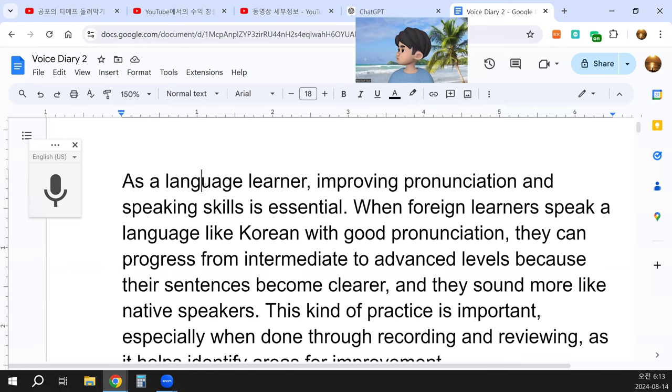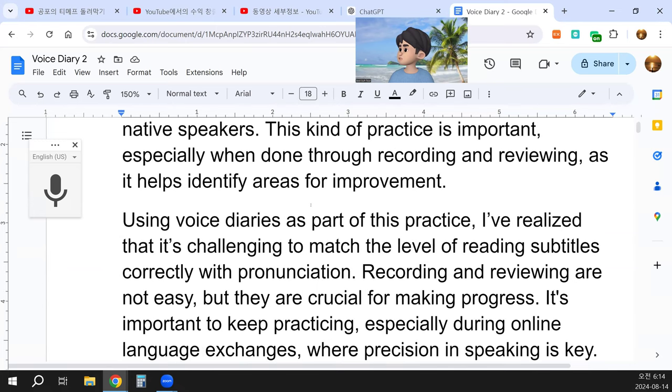As a language learner, improving pronunciation and speaking skills is essential. When foreign learners speak a language like Korean with good pronunciation, they can progress from intermediate to advanced level because their sentences become clearer and they sound more like native speakers. This kind of practice is important, especially when done through recording and reviewing, because it helps identify areas to improve.